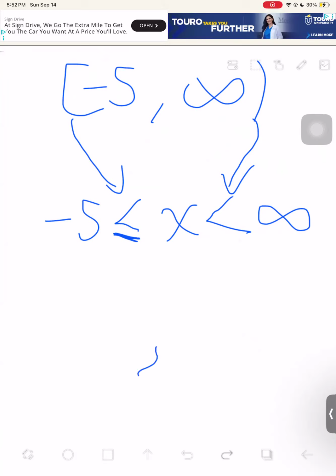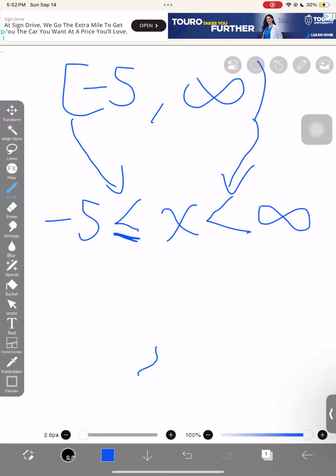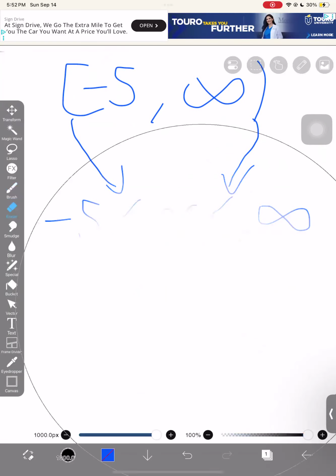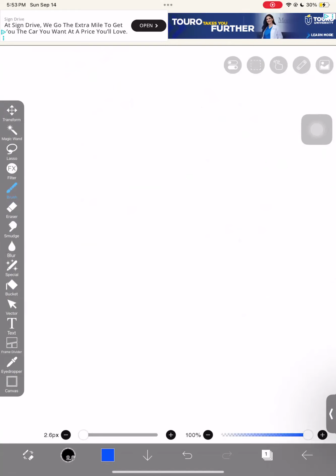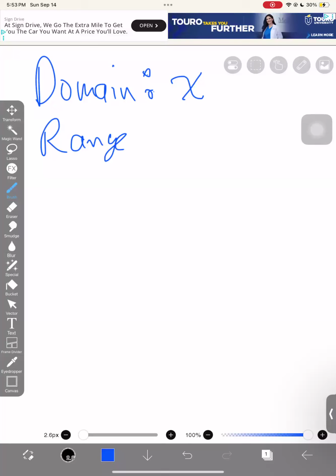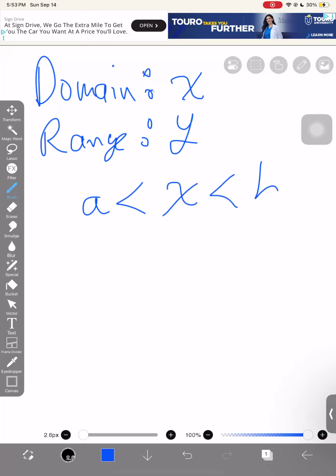So let me just say something. For domain, remember, domain deals with x. It's all your x values, whereas range deals with all your y values. So if we're talking about our domain, we would have a number, like a is in between, x is in between b. And this could be either less than or equal to or greater than or equal to.